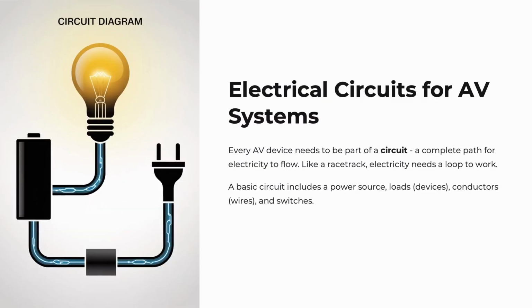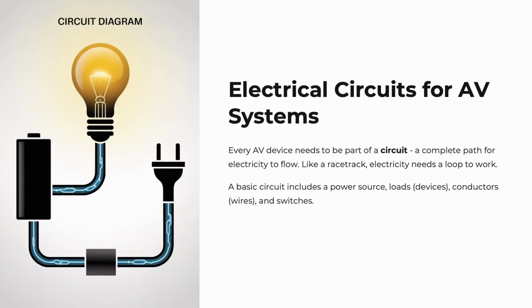Every AV device that uses electricity needs to be part of a circuit. That means there must be a complete path from the power source through the device and back again. You can think of this like a racetrack. The electricity can only flow if there is a loop, a return path. If there is a break, the race is over. That's the basic idea of a closed circuit.